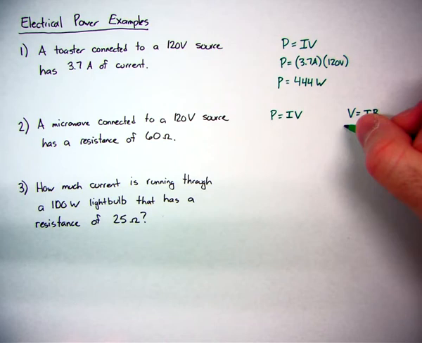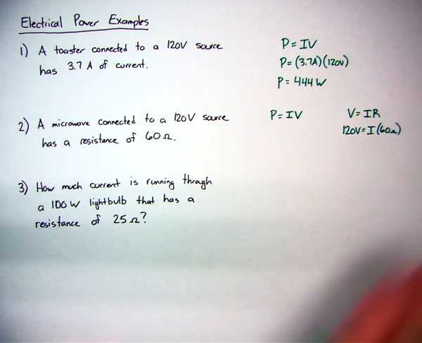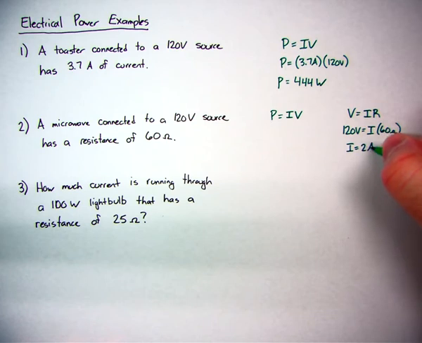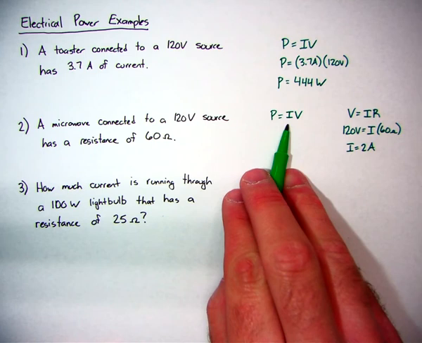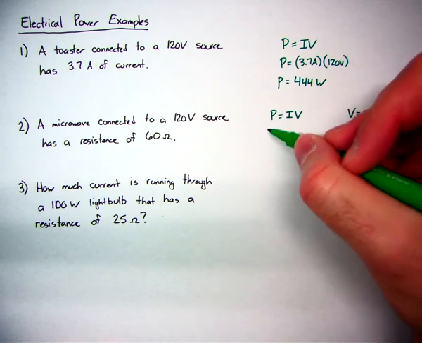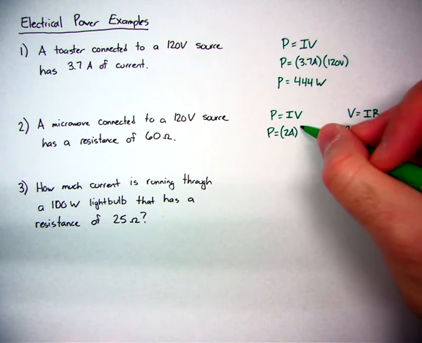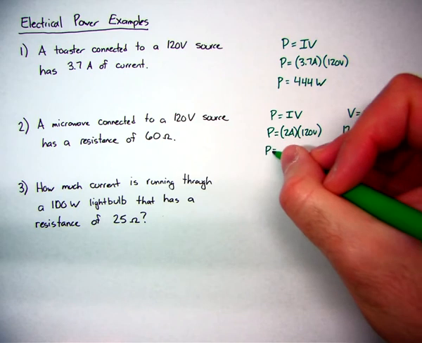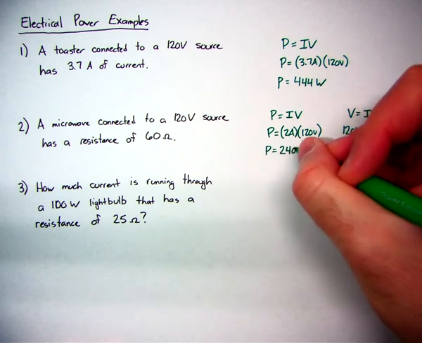I know that I have 120 volts. I don't know the current, but I have a 60 ohm resistor. If I divide both sides by 60, I have a current of 2 amps. Once I have that current of 2 amps, I can plug that value into the power equation. So power is equal to 2 amps times the voltage, 120 volts, which gives us 240 watts.